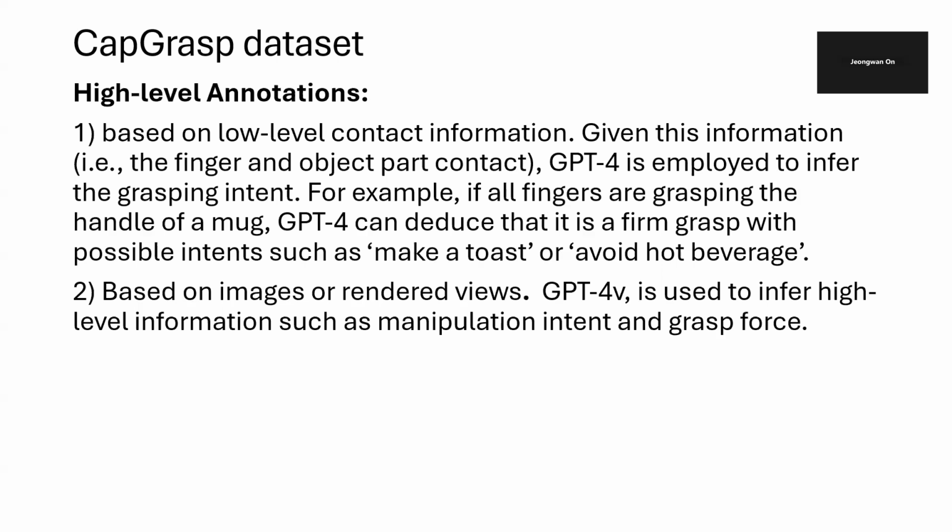For high-level annotations, based on the low-level contact information, given the finger and object part contact, GPT-4 is employed to infer the grasping intent. For example, if all fingers are grasping the handle of a mug, GPT-4 can deduce that it is a firm grasp with possible intents such as make a toast or avoid hot beverage. Another way it makes the high-level annotation is based on images or rendered views, where GPT-4 is used to infer high-level information such as manipulation intent and grasp force.